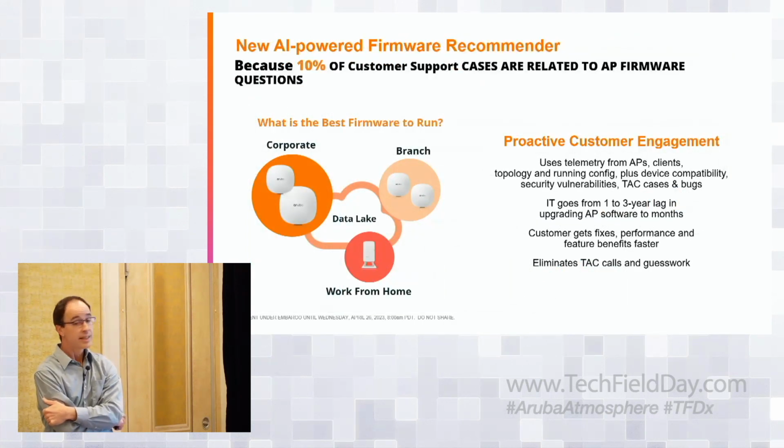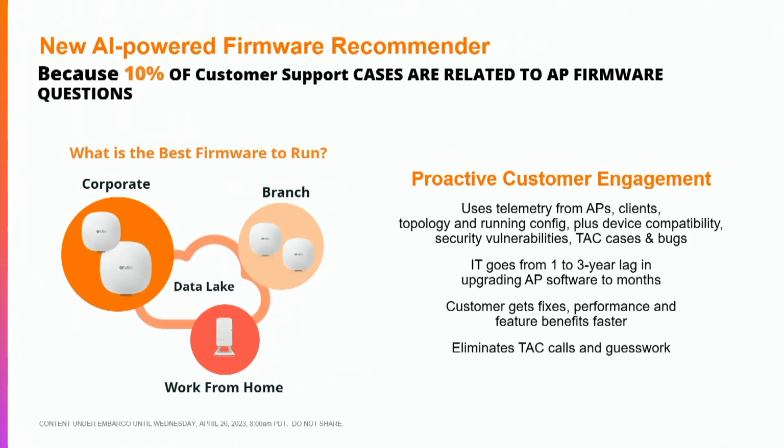So moving on, this is a feature that just got introduced about a month ago. It's a new AI-powered firmware recommender. The reason we did this is because we were running clustering algorithms in our support database. And we found out by clustering the support cases that 10% of the support cases were related to firmware problems. Whether they upgraded the firmware and it was the wrong firmware, or given the topology, they mix and match device types and they put the wrong firmware, or they're wondering what's the next firmware for them given their desires.